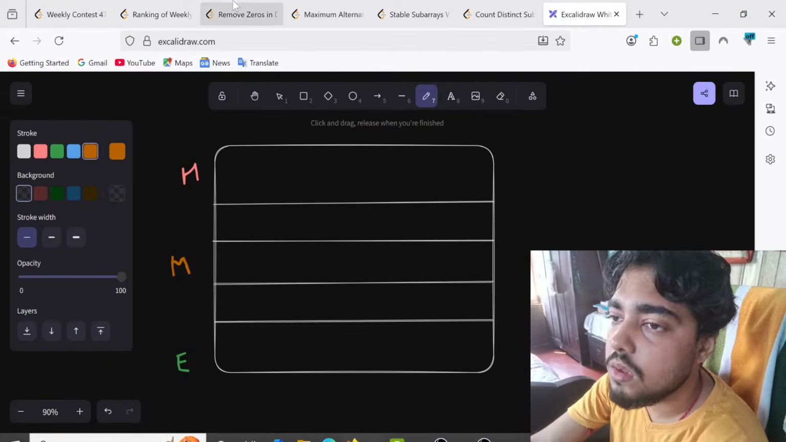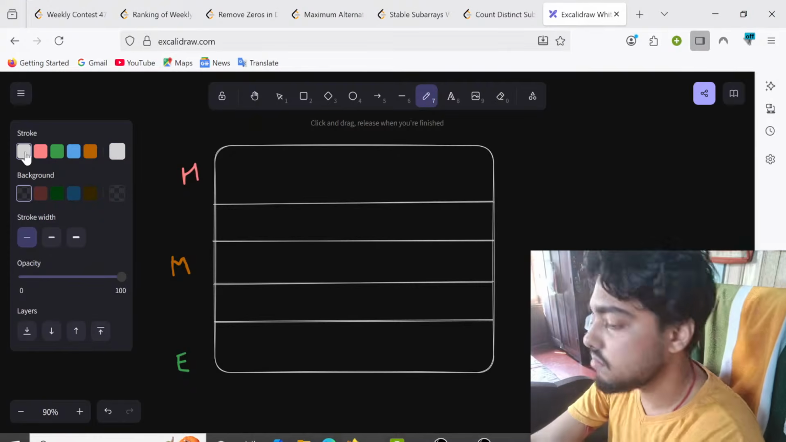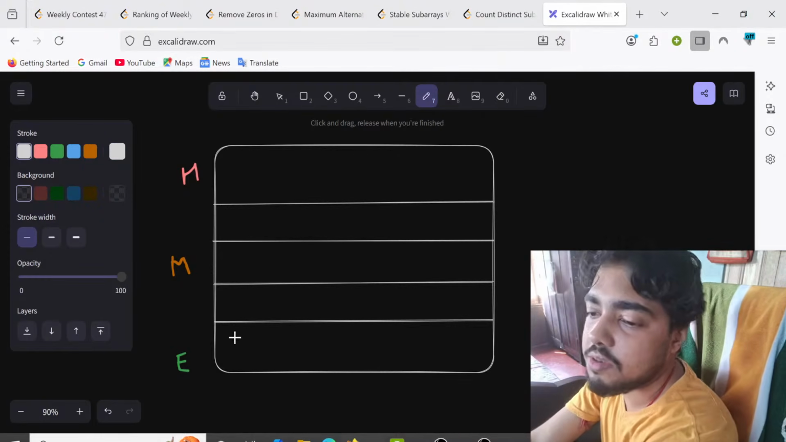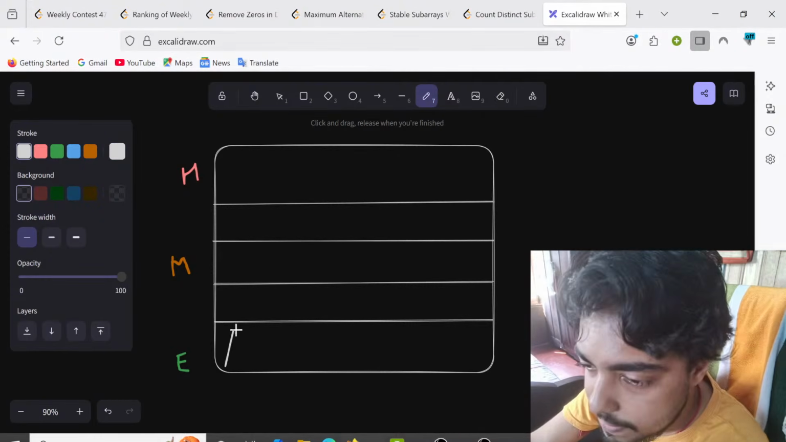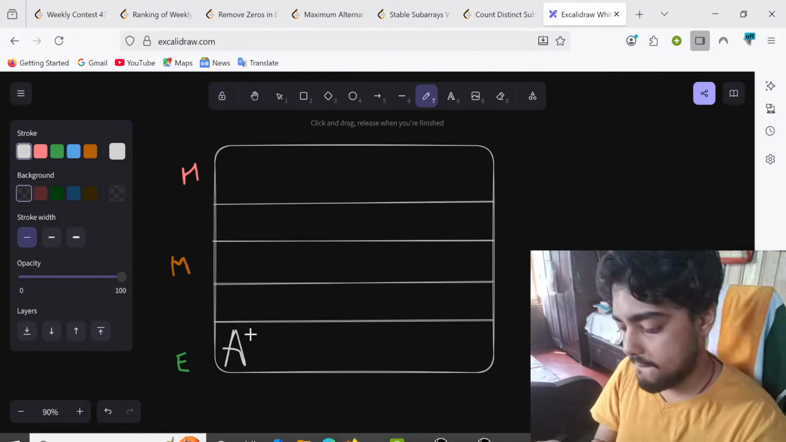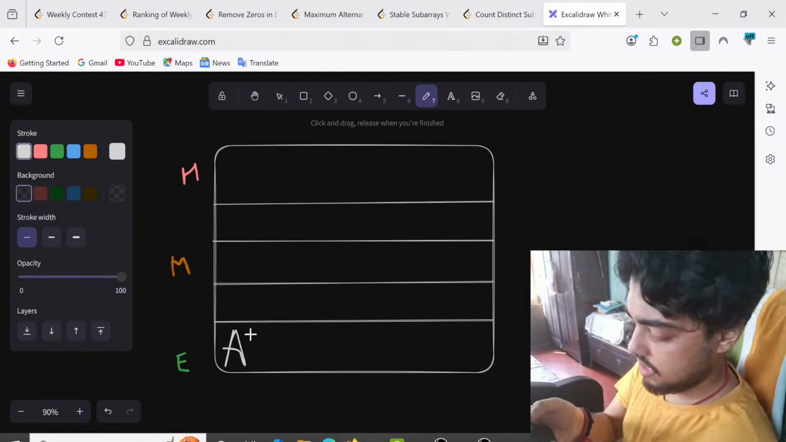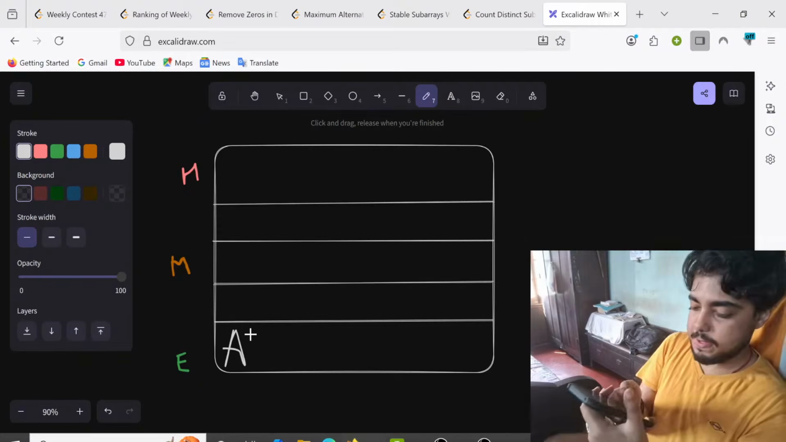Fine. Now the first problem was okay. So what we're going to do is let's just write down the condition. And then the first problem was easy. So the idea is that any stable subarray, okay, any stable. So first of all, let's not think about the length here. Let's just think of the general idea.